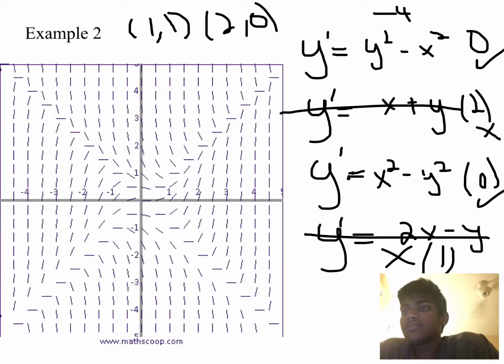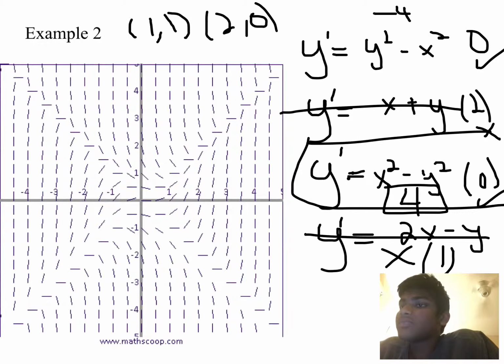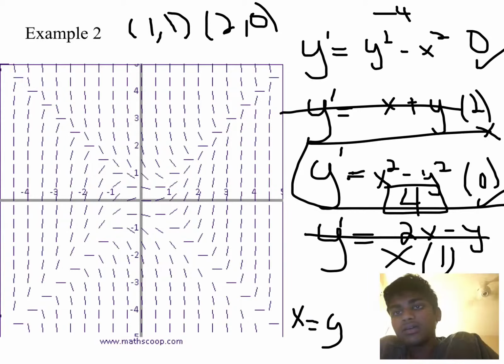So when we test this value at equation 3, we get a slope of 4. This matches the graph visually. So we can determine that the equation is x squared minus y squared. And if you want to make it quicker on yourself to eliminate these two equations, you can see that at points where the x and y values equal each other, the slope is 0. So you can just cross out any function that doesn't match these parameters.